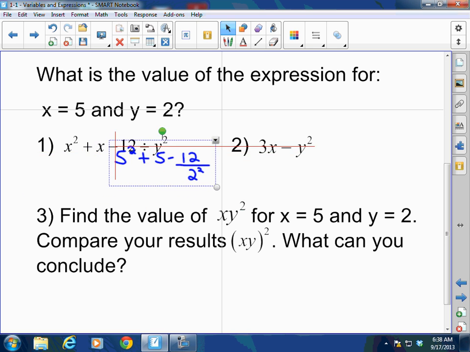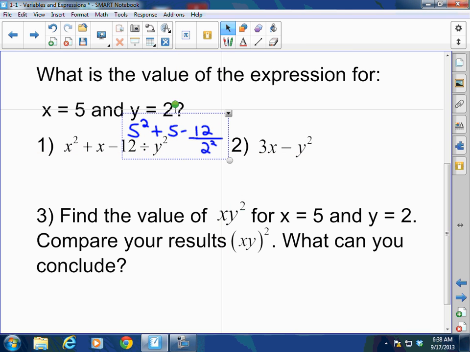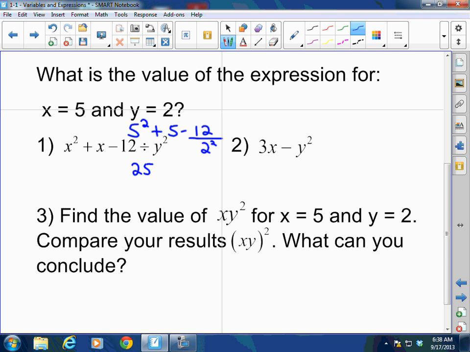Let me put it here. Okay. So I've got 5 squared. I don't have any parentheses, so I've got to do my exponents first. So that's 25 plus 5 minus 12 divided by 4.